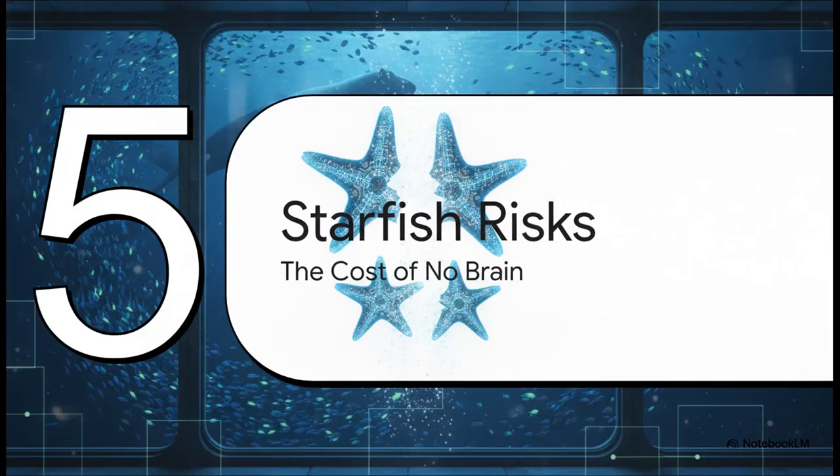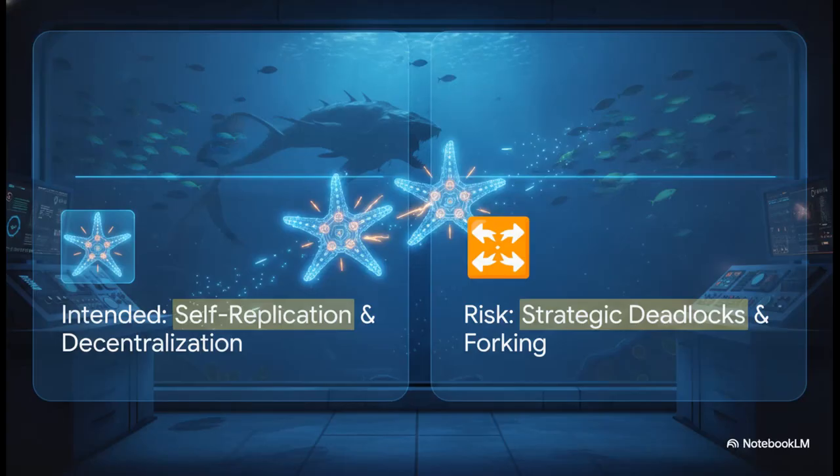But that leads us into extreme decentralization risks. The real cost of having no brain. Here we see the inherent paradox of the starfish. The intended mechanisms are self-replication and extreme decentralization, but its corresponding taxonomy risks are strategic deadlocks and forking. The very mechanism that's meant to ensure its unkillable survival makes the organism highly susceptible to completely paralyzing itself when a tough decision needs to be made, or worse, splitting its community entirely into competing factions.